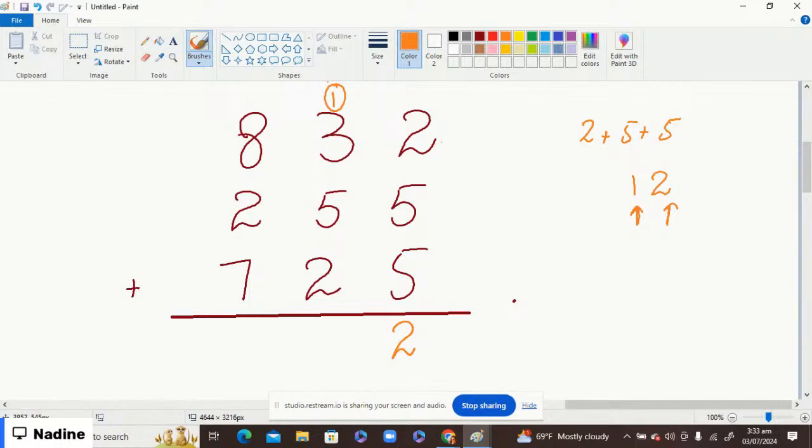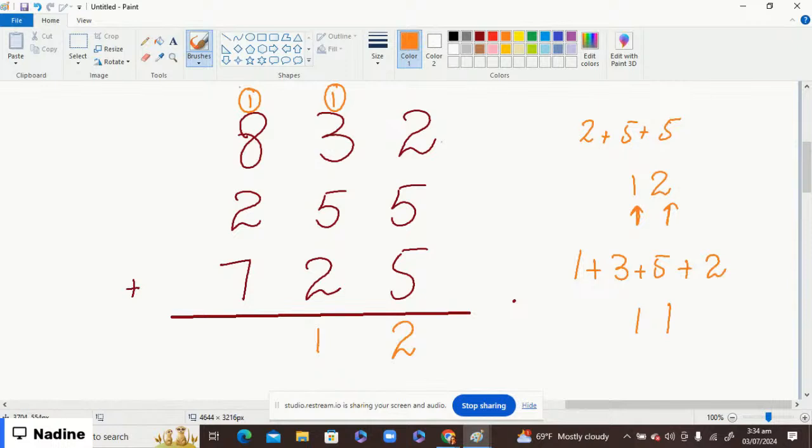So now let's add all the numbers. 1 plus 3 plus 5 plus 2. Let's add all of it. 1 plus 3 is 4. 4 plus 5 is 9. 9 plus 2 is 11. Look, I'm going to put 11 here. 1 is here, and 1 will go on top here.